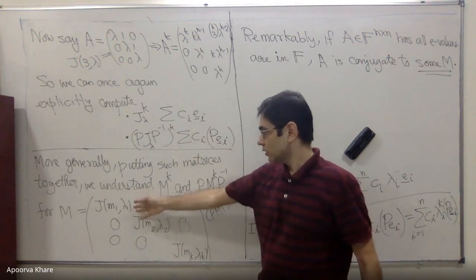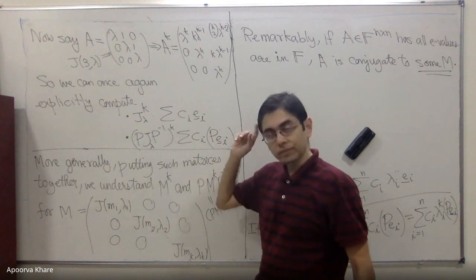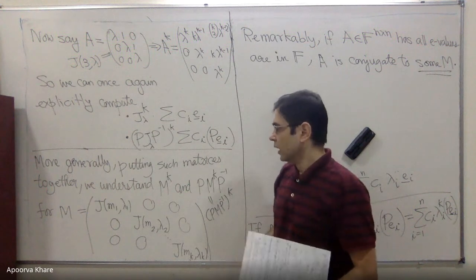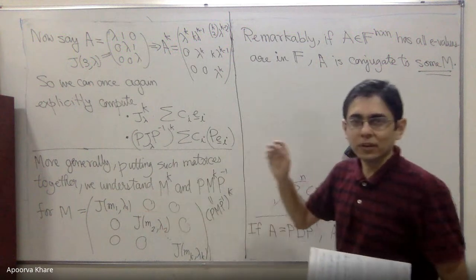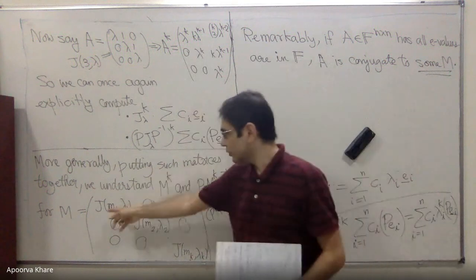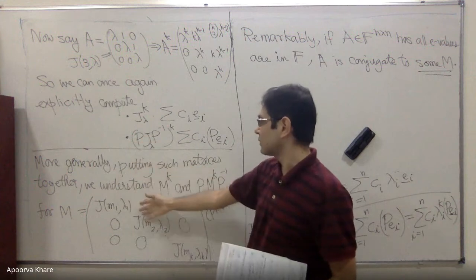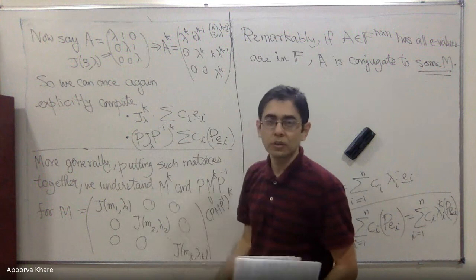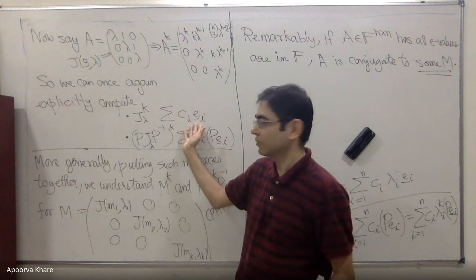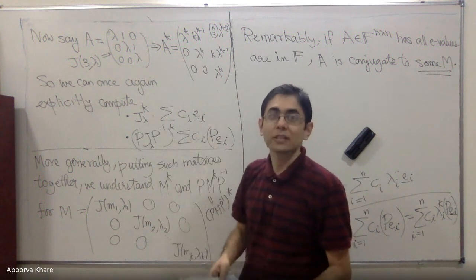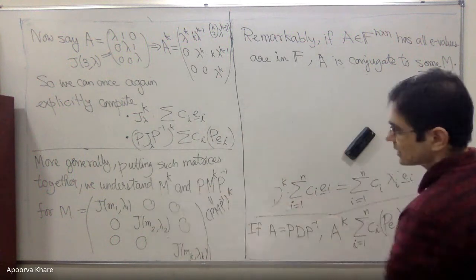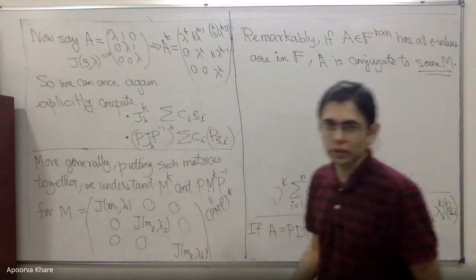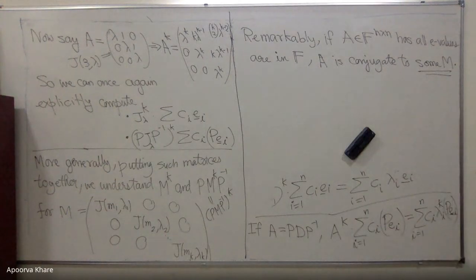If say your field is algebraically closed, all the eigenvalues are in the field, then take any matrix. It doesn't matter which matrix you take. It will be conjugate to something like this, and therefore you can understand the powers and even linear combinations of polynomials in such a matrix, acting on a general vector in the vector space. That's the point of the Jordan canonical form. Each of these is called a Jordan block, and such a matrix is said to be in Jordan canonical form.